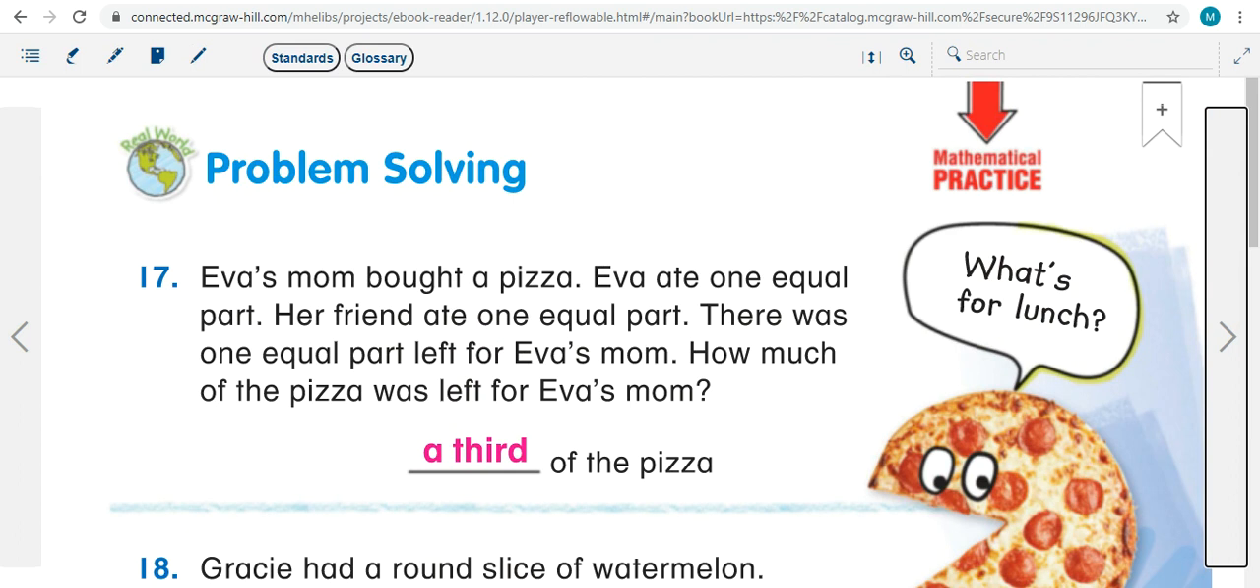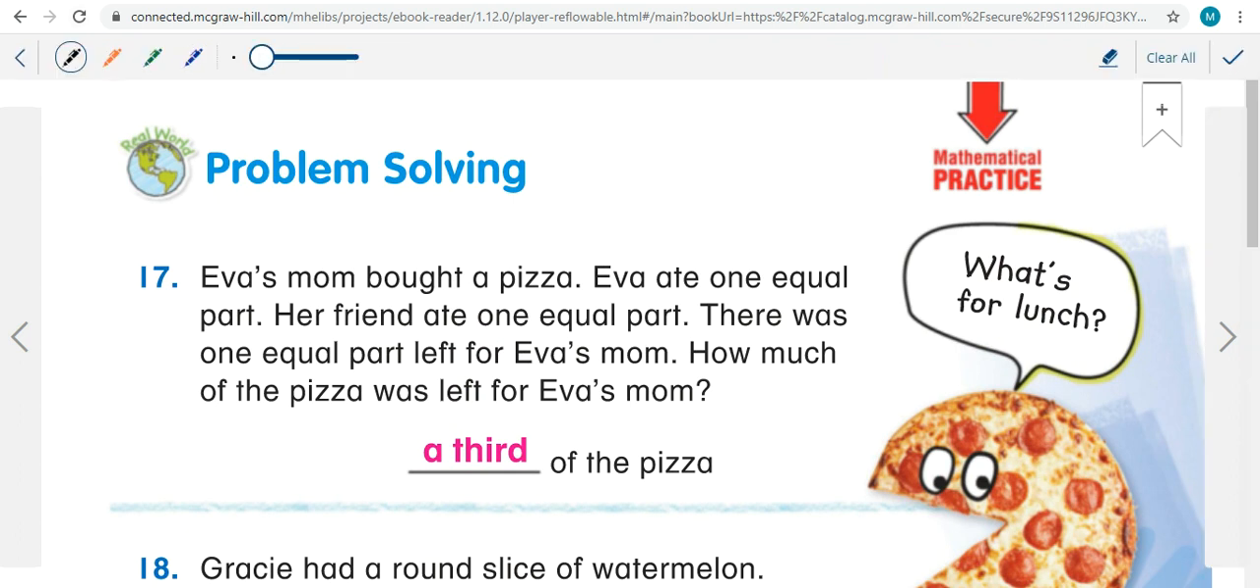Number 17, Eva's mom bought a pizza. Eva ate 1 equal part. Her friend ate 1 equal part. There was 1 equal part left for Eva's mom. How much of the pizza was left for Eva's mom? 1/3. Why? Eva ate 1, her friend ate another. So there was 1 equal part left for Eva's mom.